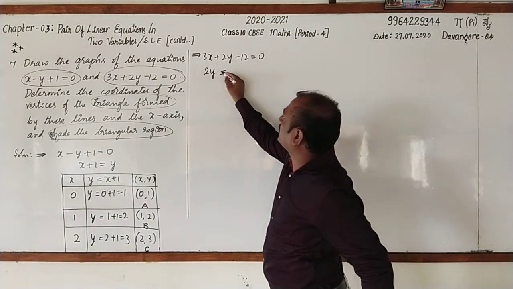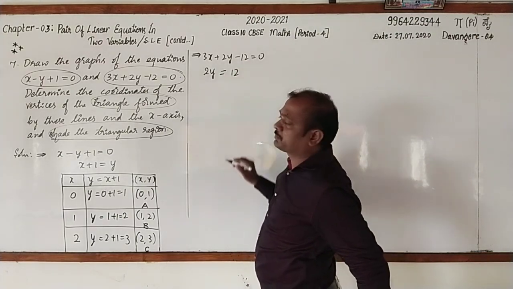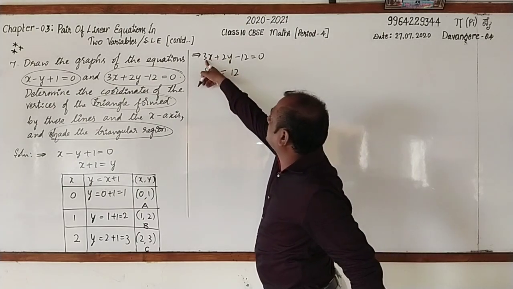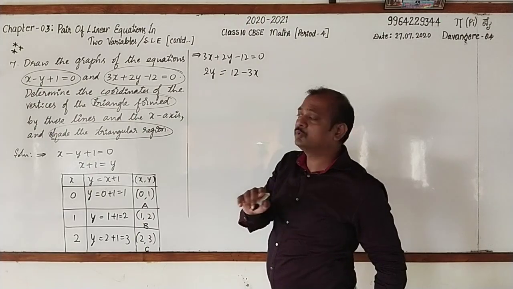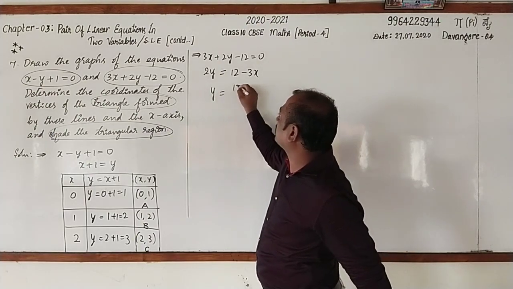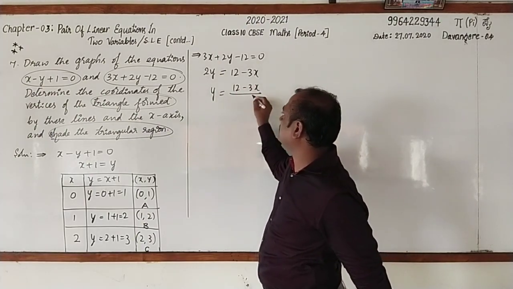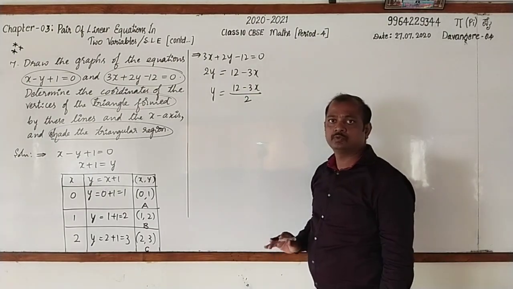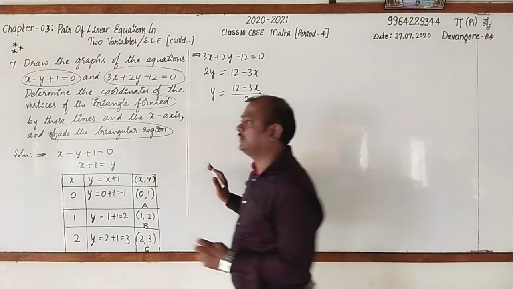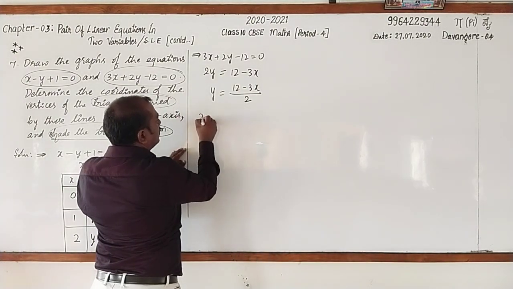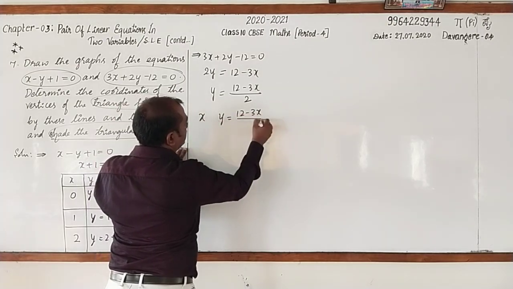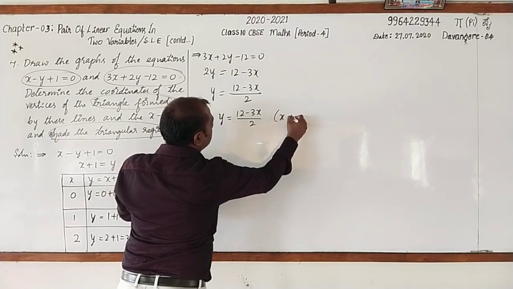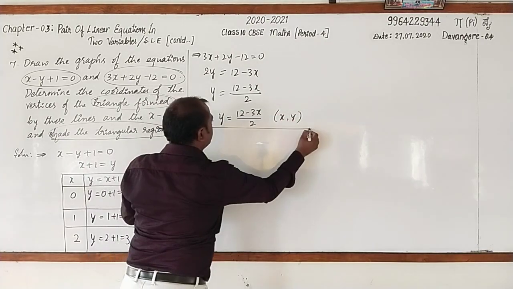Transfer the remaining terms to the right hand side. Minus 12 becomes plus 12 and 3x becomes minus 3x. But we want only y. y is equal to (12 minus 3x) by 2. Got it? Yes. Let us find out the coordinate points. Here x, here y equal to (12 minus 3x) by 2, and here is x comma y.